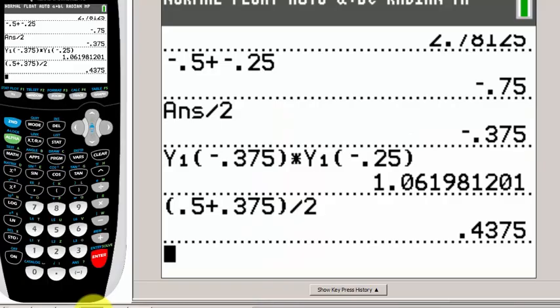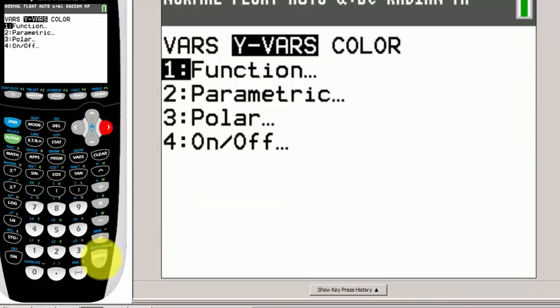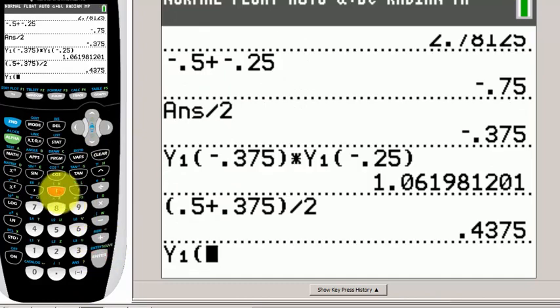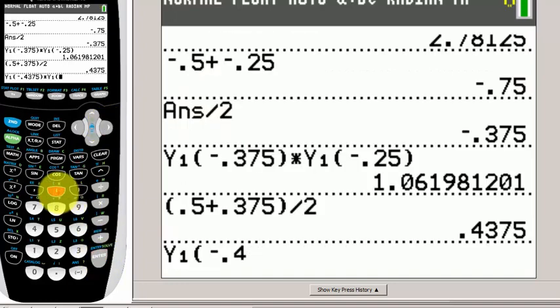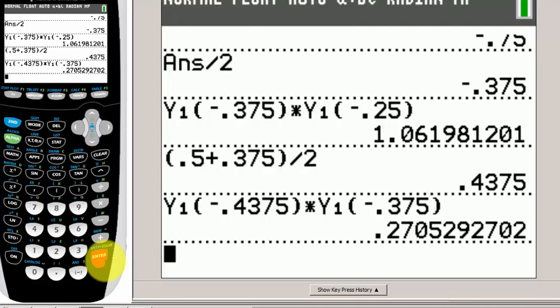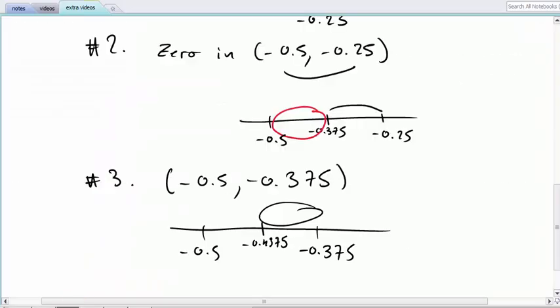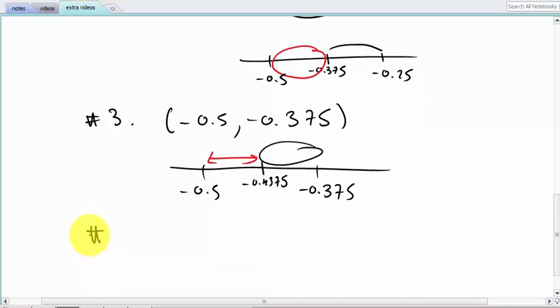All right, so here we go, we have negative 0.4375 right here times y1 at negative 0.375. All right, so positive or negative, and it is positive again. So what does it mean? That means that my root is actually right here. So step number four, my root is between negative 0.5 and negative 0.4375. Okay, so I'm right here.